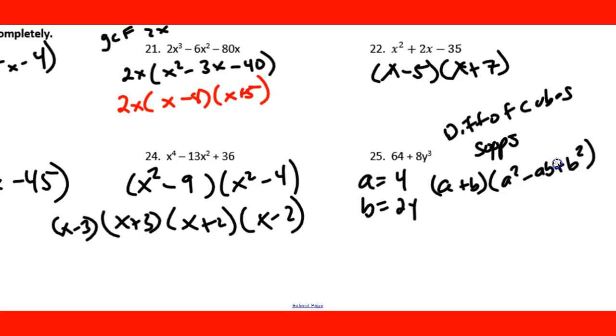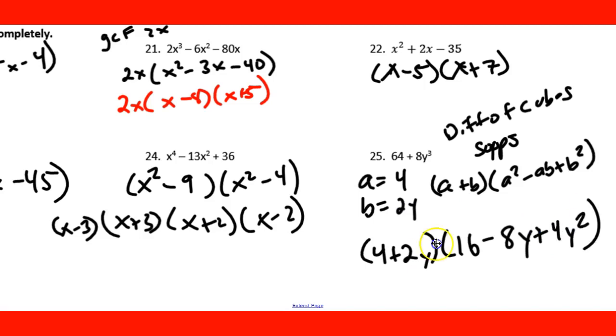Now, just substitute it in. We got 4 plus 2y times A squared, 4 squared is 16, minus AB, so 4 times 2y is 8y, plus B squared. So 2y squared is going to be 4y squared. All right, so there we go.